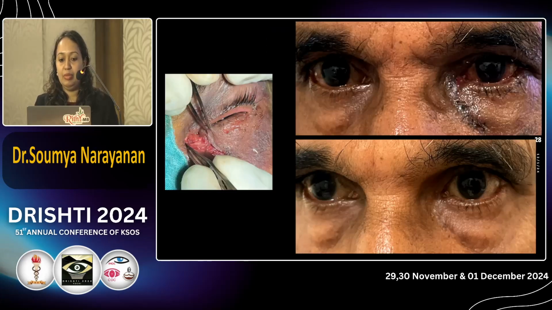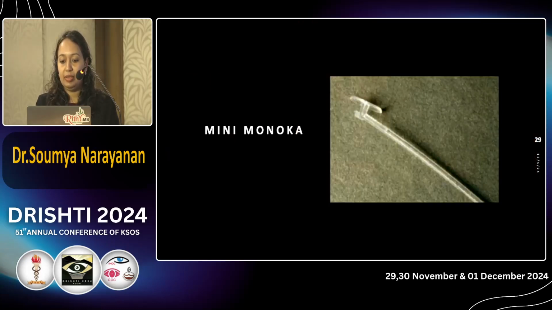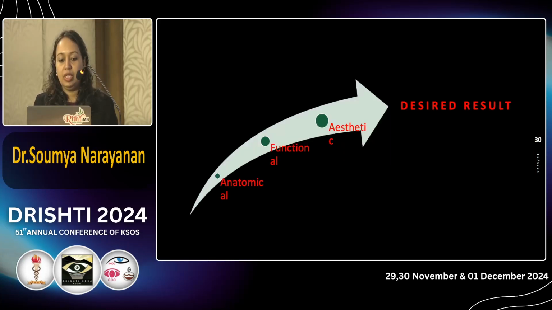So these are a few examples. Even though the laceration looks very small, there can be canalicular defects. This is the Mini Monoka, which we usually use for monocanalicular defects. So the importance of anatomical, functional and aesthetic restoration is very important for the desired outcome.